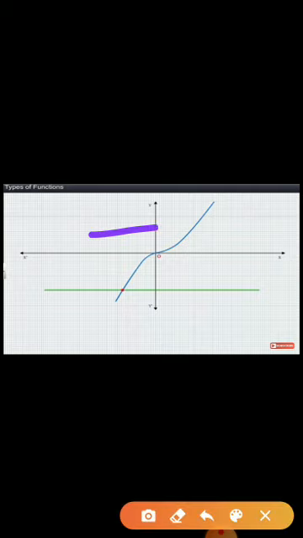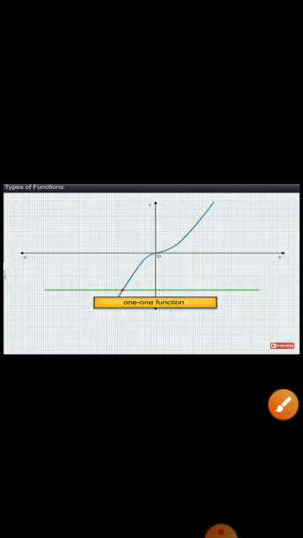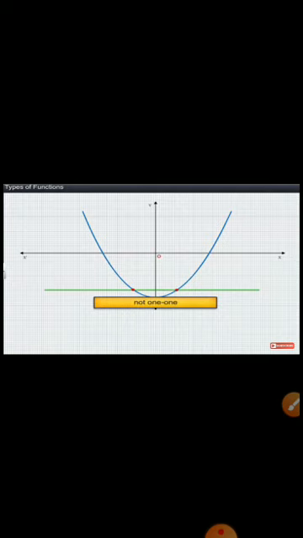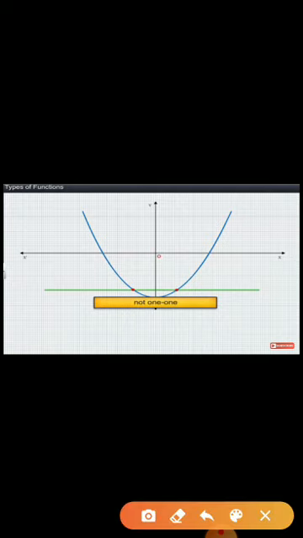If I draw anywhere a horizontal line, it will intersect the given curve only in one point, and hence it will be a 1, 1 function. Okay, now see, this is nothing but the curve of a parabola. Now if I draw a horizontal line over this curve, it intersects the curve in two distinct points, that is more than one point. Okay, and hence we have to say this function will not be a 1, 1 function.